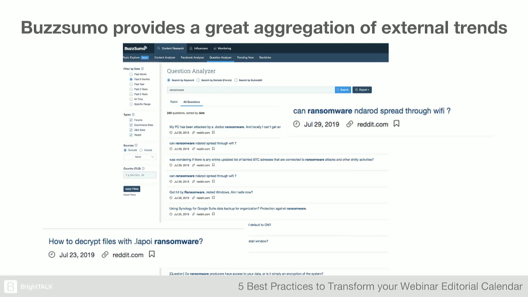BrightTALK also uses external data. We use BuzzSumo. We like it a lot for a number of different reasons. First, we want a balance between this set of internal and external data. And so by leveraging BuzzSumo, they have a number of different ways of looking across social media sites, and it's a really great aggregation of insights that we can leverage to help us define our topic strategy.